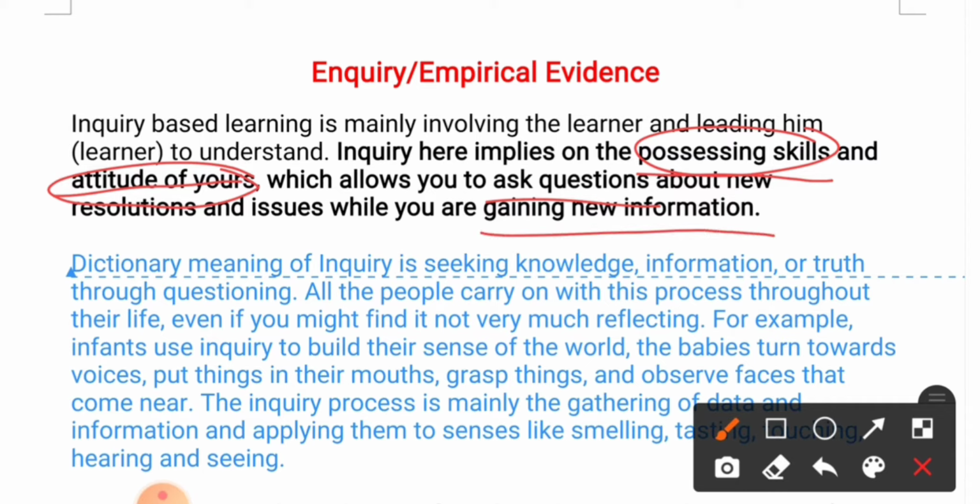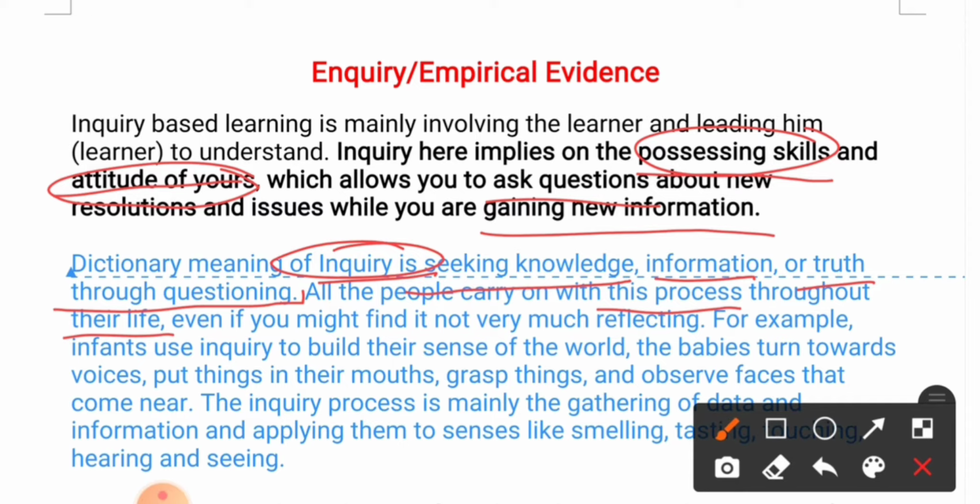Now, if we look at the dictionary meaning of this terminology, the dictionary meaning of inquiry is seeking knowledge, information or truth through questioning. Okay, this is the general meaning of it. So all people carry on with this process throughout their life, and all our whole life, we learn something. As somebody has said, life is daily a new lesson. We learn from everyone. We learn from our surrounding. We learn from our environment.